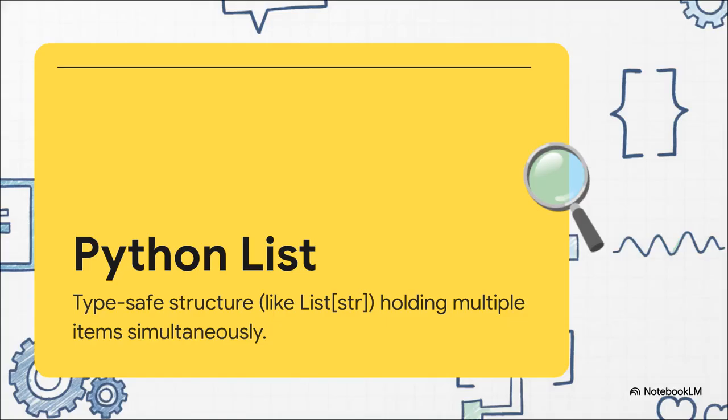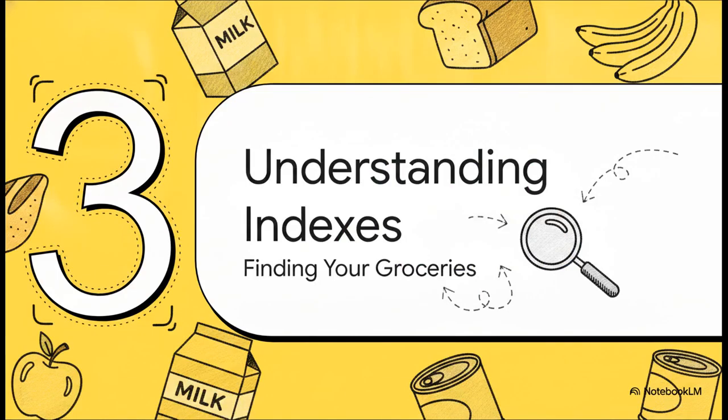So the real game changer here is the Python list. It's an elegant, type-safe data structure enclosed in square brackets that holds multiple items simultaneously. By defining it as a list of strings, using that string keyword, we're explicitly telling Python, hey, this list will strictly contain text. It puts all our items, the cake, the eggs, the juice, the bread, into one neat, super manageable box. Section 3, understanding list indexes.